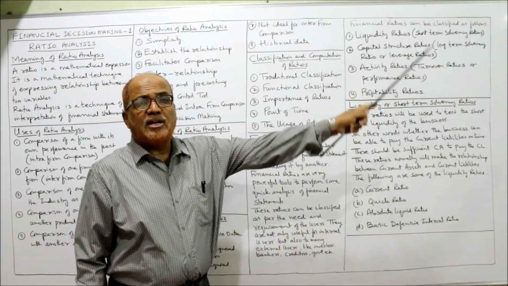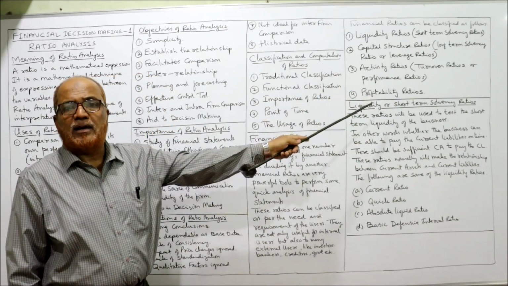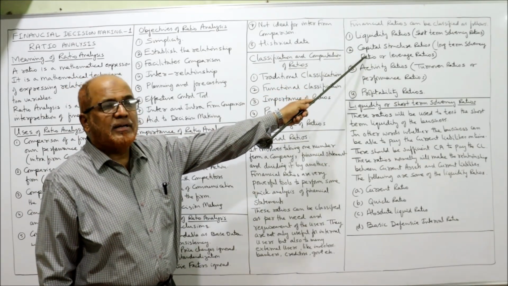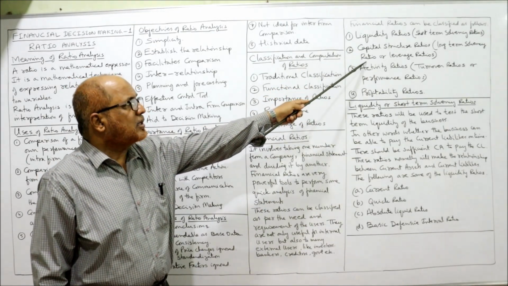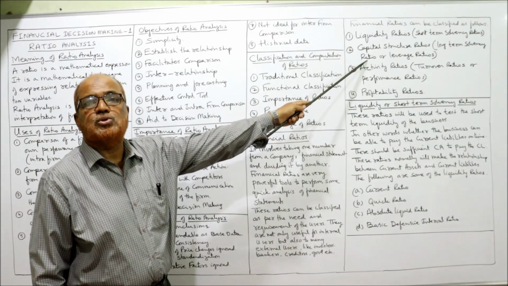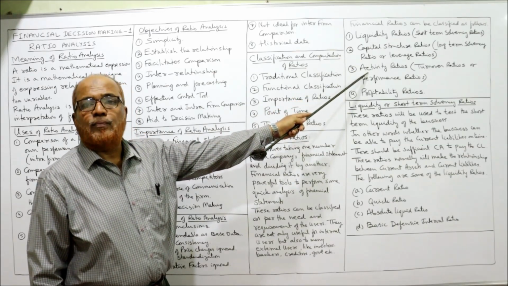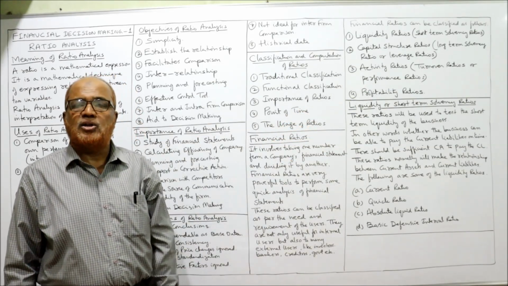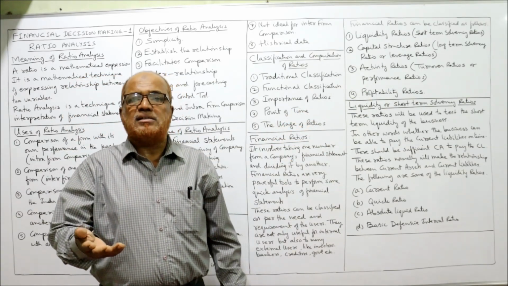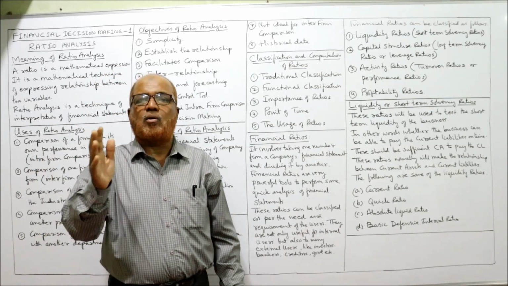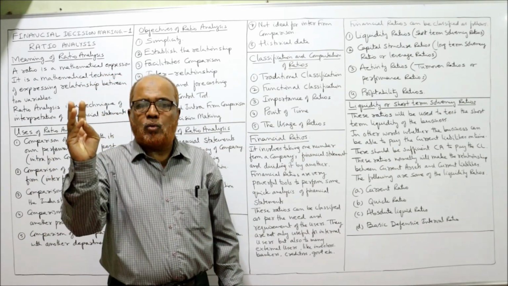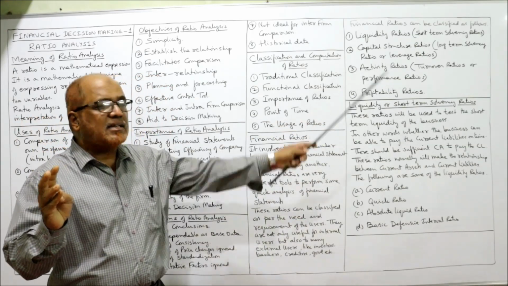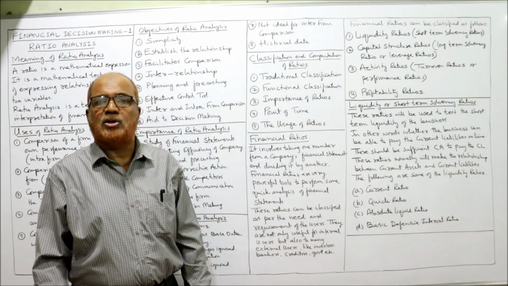Now, financial ratios can be broadly classified into four categories: liquidity ratios or short-term solvency ratio, capital structure ratio or long-term solvency ratio or leverage ratios. Third one, activity ratio or turnover ratio or performance ratio. Last one, profitability ratio. So for our convenience, we classify the ratio according to functions: liquidity ratio, solvency ratio, capital structure ratio, then activity ratio and profitability ratio.